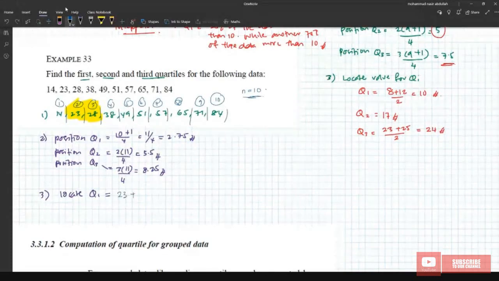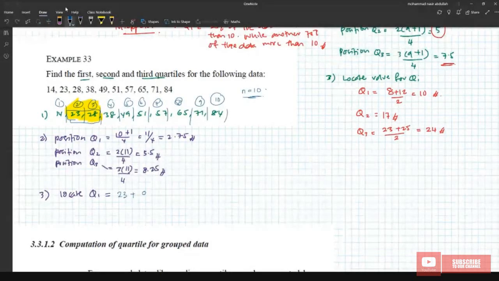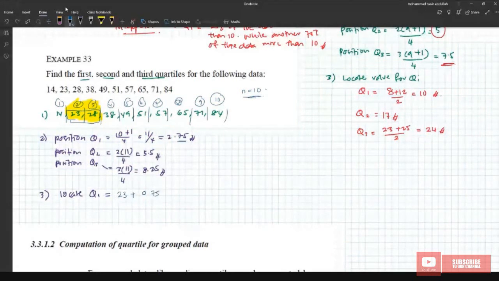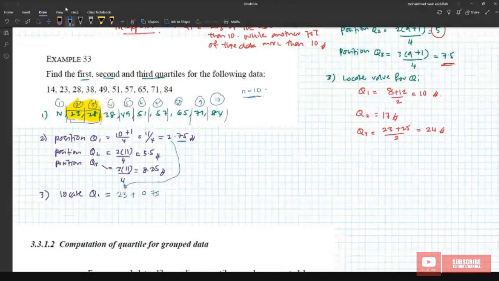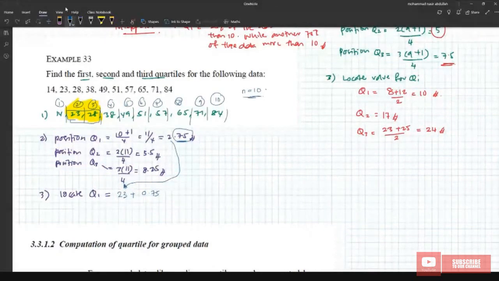And then we want to find 75% of the difference between 28 and 23. So we're going to get 0.75 since we have 2.75. So we take the 2 here. So this is position 2, 23. And the 0.75 at the back, we put here. And then multiply with the difference between position number 3 and position number 2. So 28 minus 23.